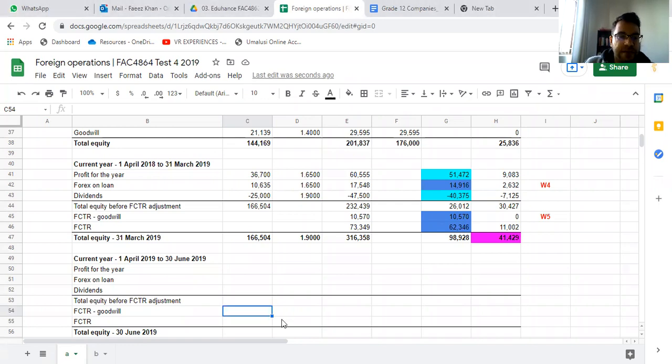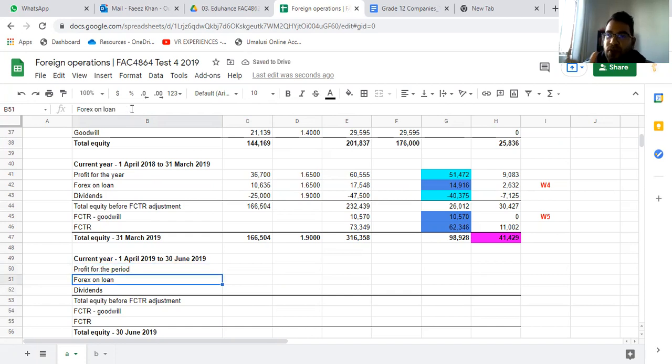There's no dividends in this situation. I just put it in for completeness, but in an exam, you don't have to put it in if it's not applicable. I'm just showing you what I'm thinking about. So I know I must deal with profits, and I know I must deal with dividends. There's no dividends during the period 1 April to 30th June. There is profit, but remember, we must only deal with profit for the period, not the year. The period is 3 months. And then the Forex on the loan for that 3 months. So let's deal with it.